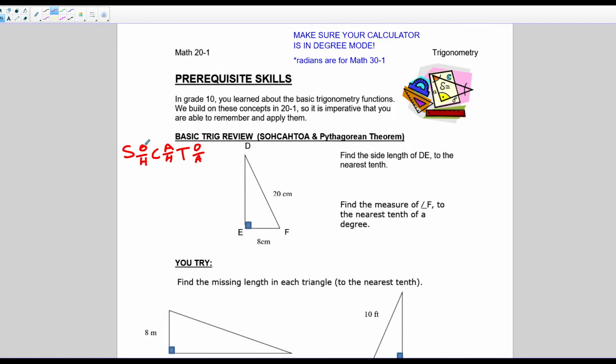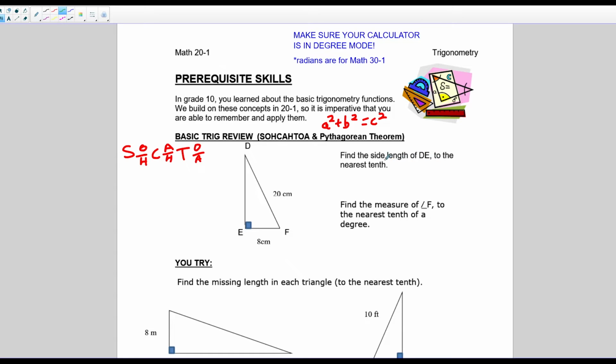So we have sine, which is opposite over hypotenuse, cosine, which is adjacent over hypotenuse, and tangent, which is opposite over adjacent. Now, in terms of the Pythagorean theorem, it's going to be a squared plus b squared is equal to c squared. So if the sum of two squares is equal to the last side, we know that this last side is going to be the hypotenuse.